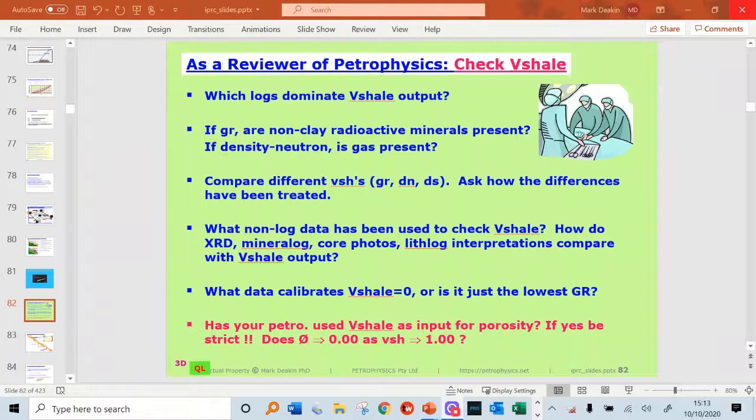Always ask yourself, as a reviewer, and that can include yourself as a petrophysicist, which logs are going to dominate your vshale output? If it's gamma ray, do we have non-clay radioactive minerals present, like feldspar, for example? If density neutron is dominating your vshale output, then do we have gas present? Because of course gas will affect the density neutron dramatically, and it will give you a completely wrong impression of the amount of shaliness if it's gas effect, and you've got to deal with that.